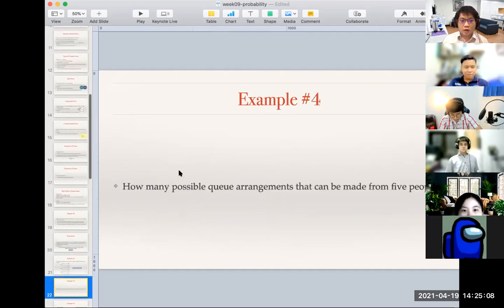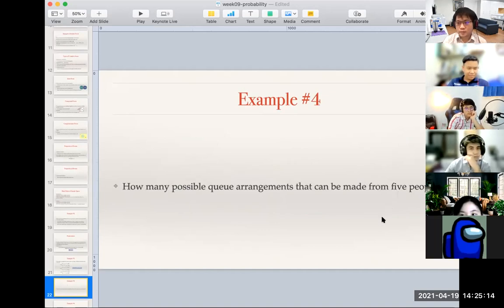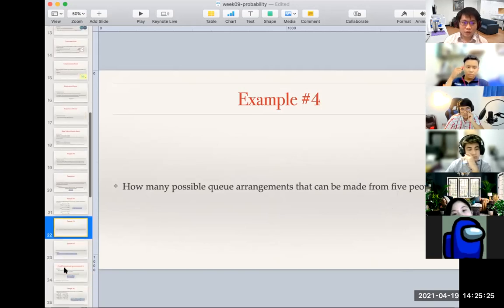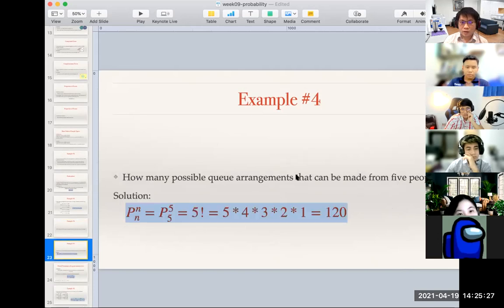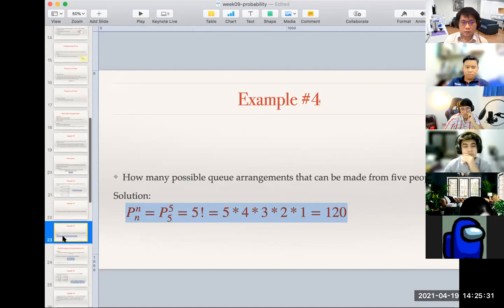Okay, how many possible queue arrangements can be made from 5 people? 120, sir. 120, right, correct. Yeah, so 5 factorial, you get 120.